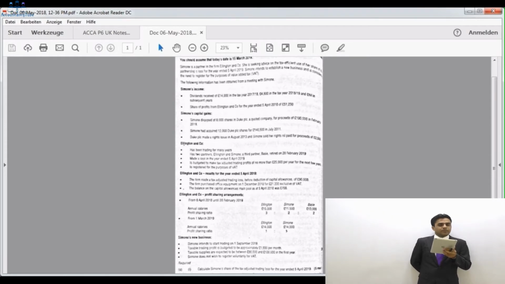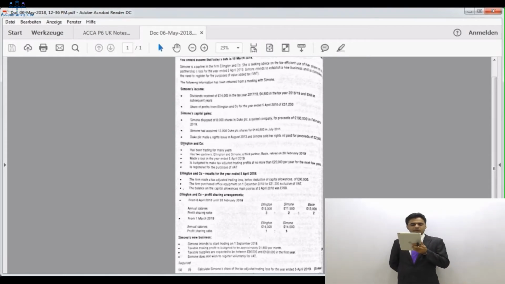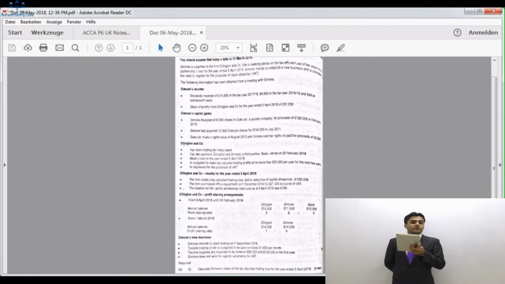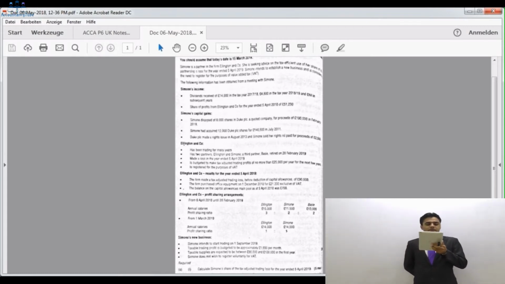Just come to Ellington & Company, please, to save ourselves some time, because we are only doing part A1 for now. In this one, it says the partnership has been trading for many years. It has 2 partners, Ellington and Simon. The third partner, Bessie, retires on 28th of February 2019. Now, good news is that the year end is 5th of April 2019, right? So it is according to our tax years. We do not have to worry about that.